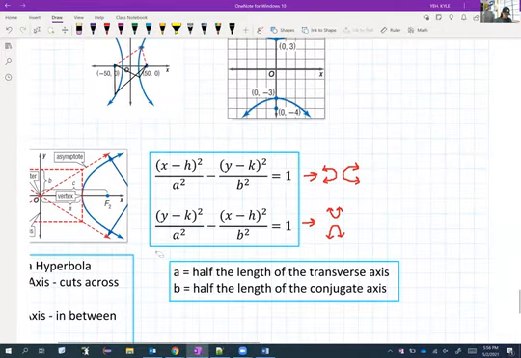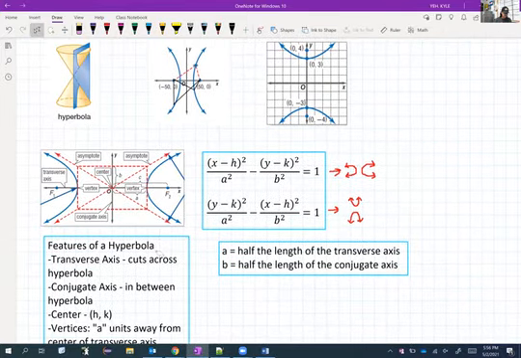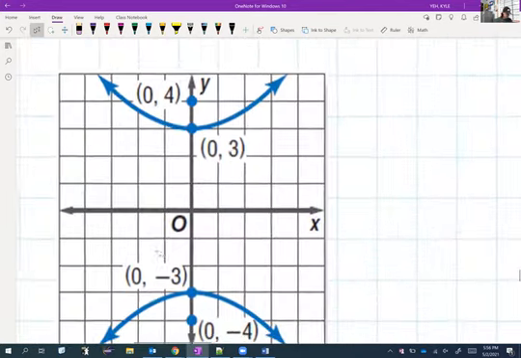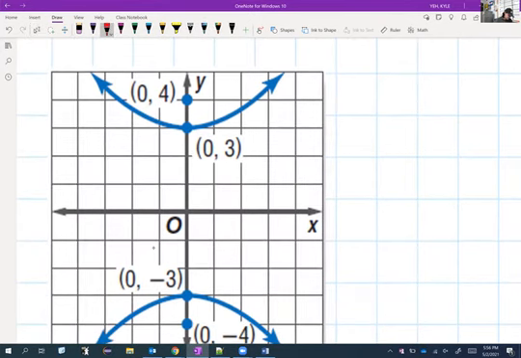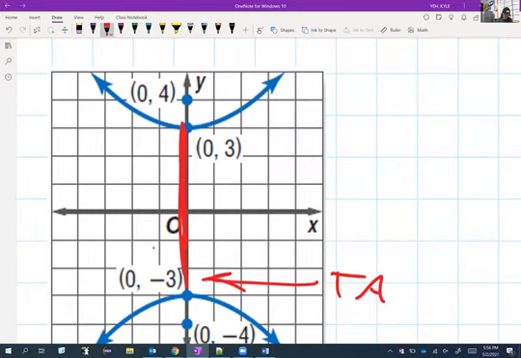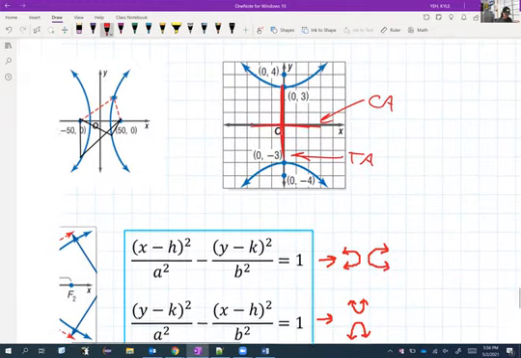So a couple of terms, instead of a major axis and a minor axis, we have a transverse axis and a conjugate axis. Transverse axis is the one that transverses, cuts across from vertex to vertex in our hyperbola. The conjugate axis is the one that goes the other way, kind of off into space somewhere. So that's our transverse axis. And then right about here is our conjugate axis, going the other way in between.